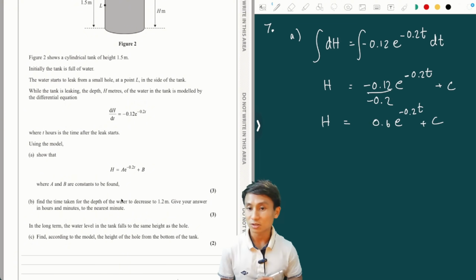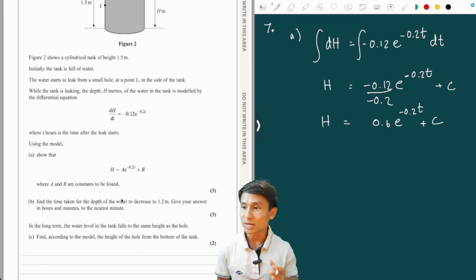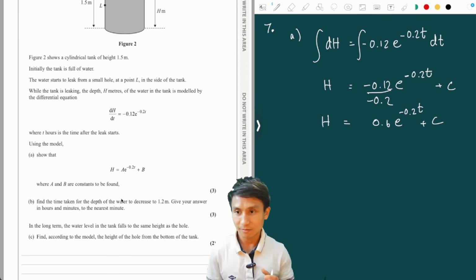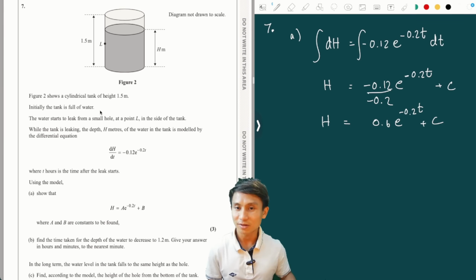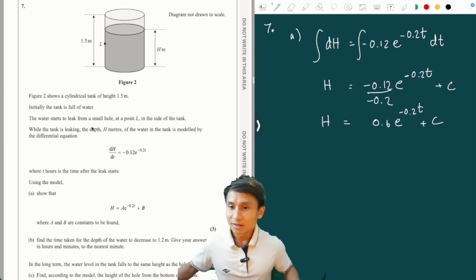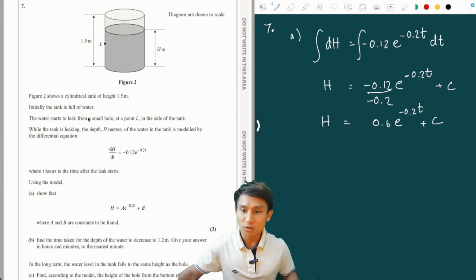Now we need to find the constant c. So we should have some information here. Water starts to leak from small hole. Let's see. Oh, well, a and b are constants to be found, right? Okay, let's see. Initially, the tank is full of water here. Yeah, you gotta keep reading, right? So initially is the initial condition.